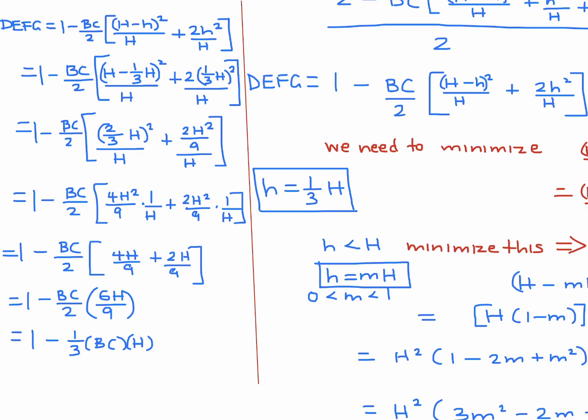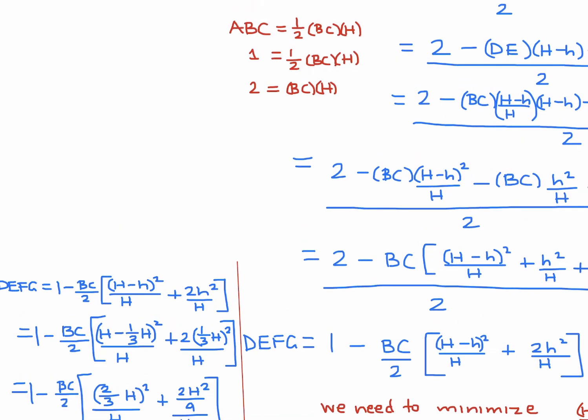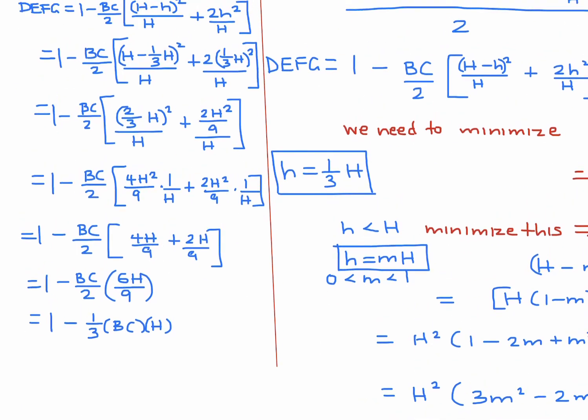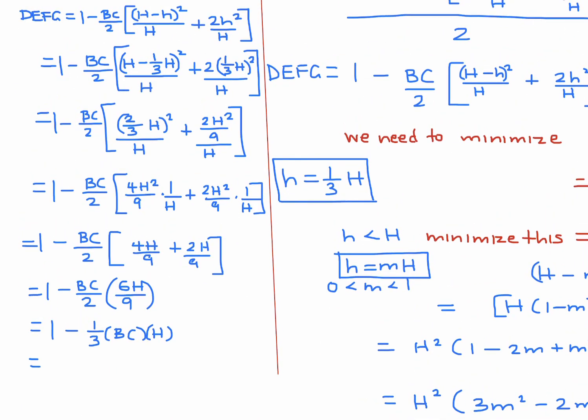Now BC times H, if you recall, was equal to something right here. BC times H was equal to 2. So, very helpful. We can plug that in. So that equals 1 minus 1/3 times 2. And that becomes 1 minus 2/3, and that is equal to 1/3.